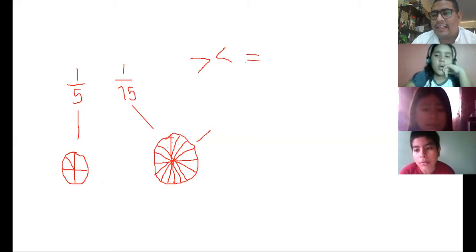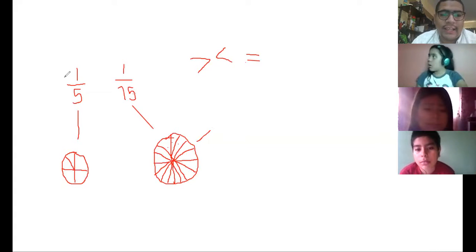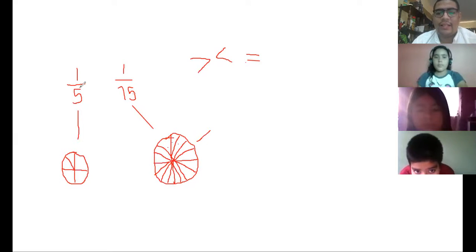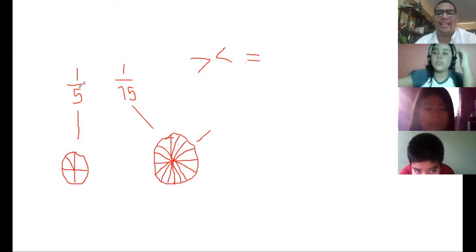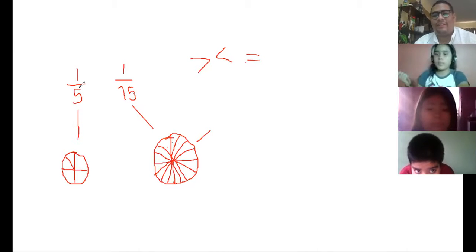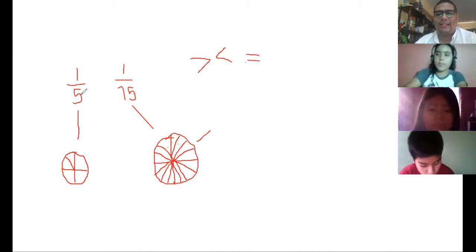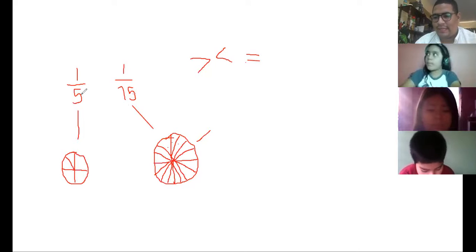Listen, so it means that when we're talking about fractions, the fewer pieces you have here, the greater the number. Por ejemplo, el menor número que tengo aquí es mayor que el que usted tiene aquí, porque aquí solo le dividió en 5 y aquí en 15, ¿verdad? Entonces esto significa que tiene menos que 5. ¿Entendió esa parte?